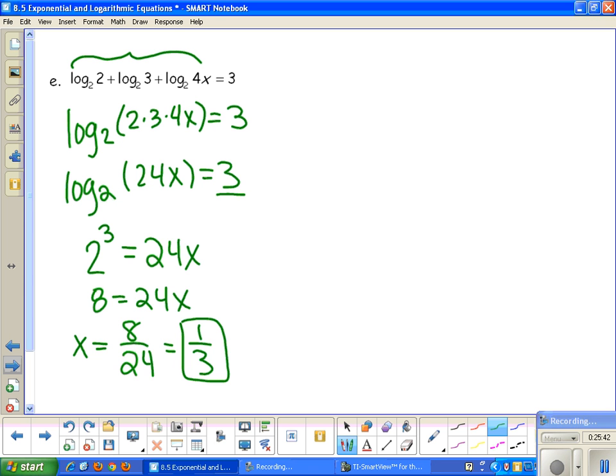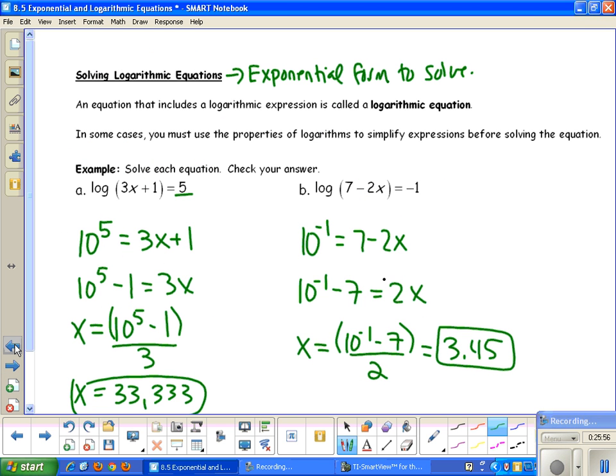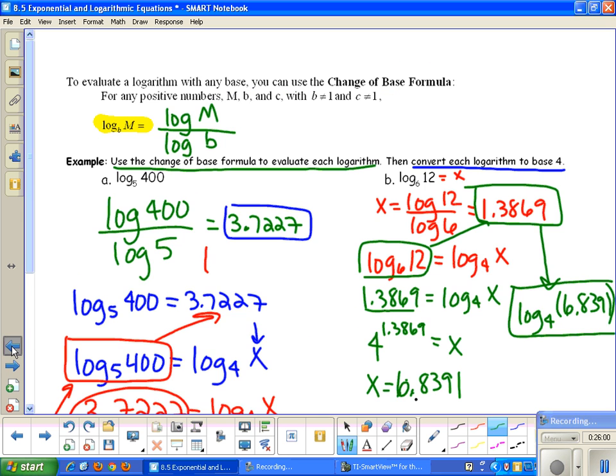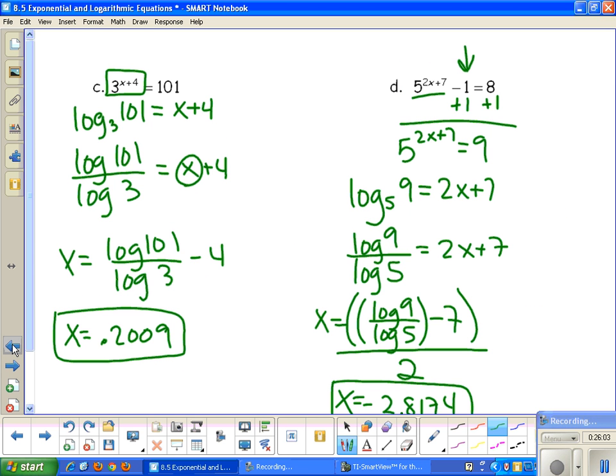So make sure you bring this with you to class, and we are going to do a bunch more examples. The main thing to remember is that you can only have one log in your equation, and when you're solving logarithmic equations, you use exponential form to help you. When you are solving exponential equations, just like we did over here, you're going to use logarithmic form in order to help you solve.